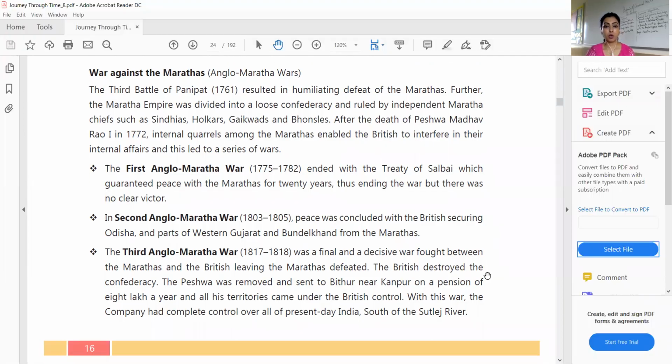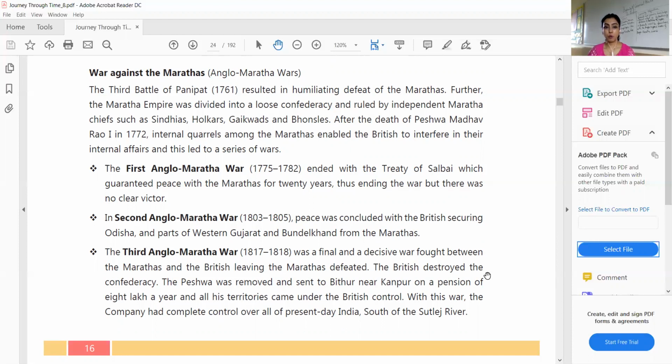Then the second Anglo-Maratha War, which took place between 1803 and 1805. The peace was concluded after the Treaty of Salbai ended. The British started to capture Orissa and other parts of western Gujarat and Bundelkhand from the Marathas. So in the second Anglo-Maratha War, after the peace treaty of Salbai ended, after that peace of 20 years, the British started to capture all the territories that were under the Marathas' rule, that is Orissa, Bundelkhand and the western parts of Gujarat.